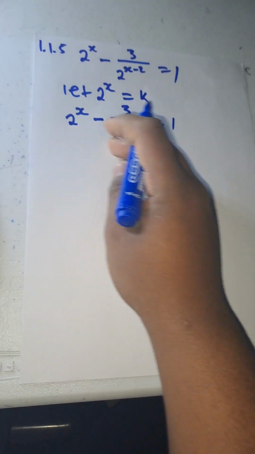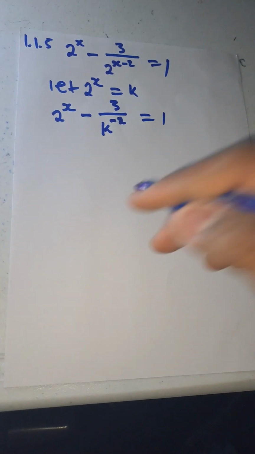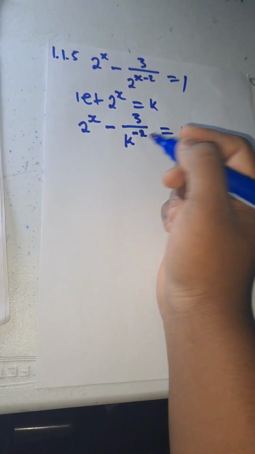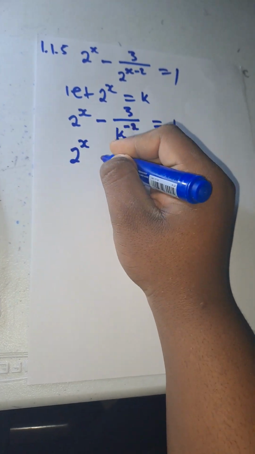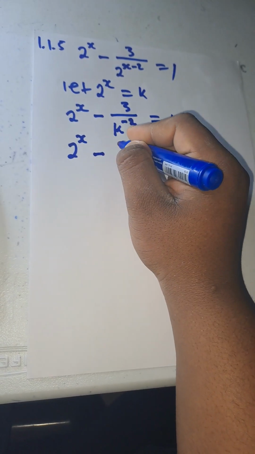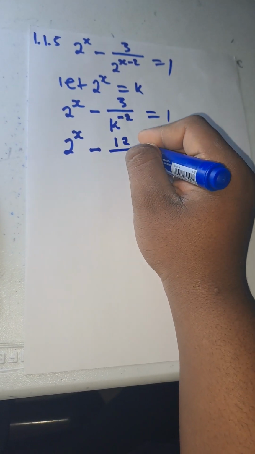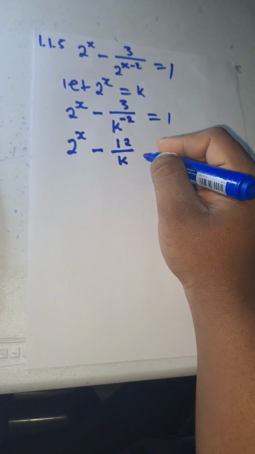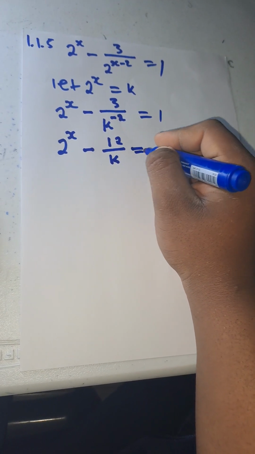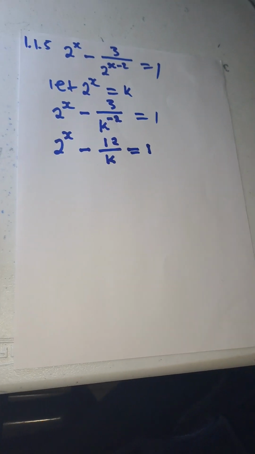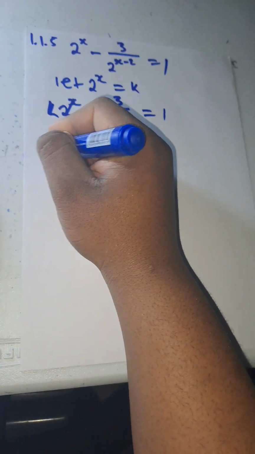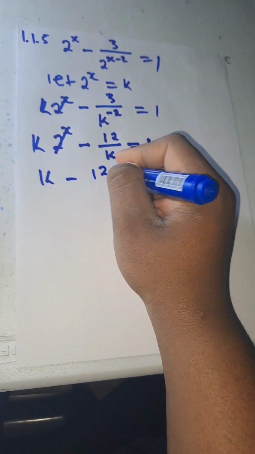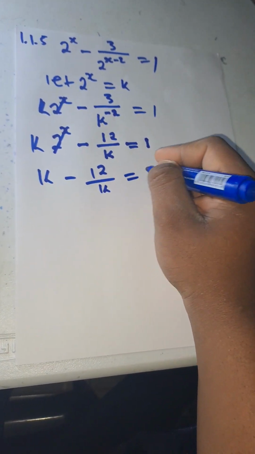Now let me simplify. I need you to know your exponents. If you don't, go back. There's a video on exponents there. So when I'm going to simplify this whole thing, this one is going to be 2 to the power of x minus 12 over k, is equal to 1. Wait, I said where there is 2 to the power of x, you put k. So I have k minus 12 over k is equal to 1.